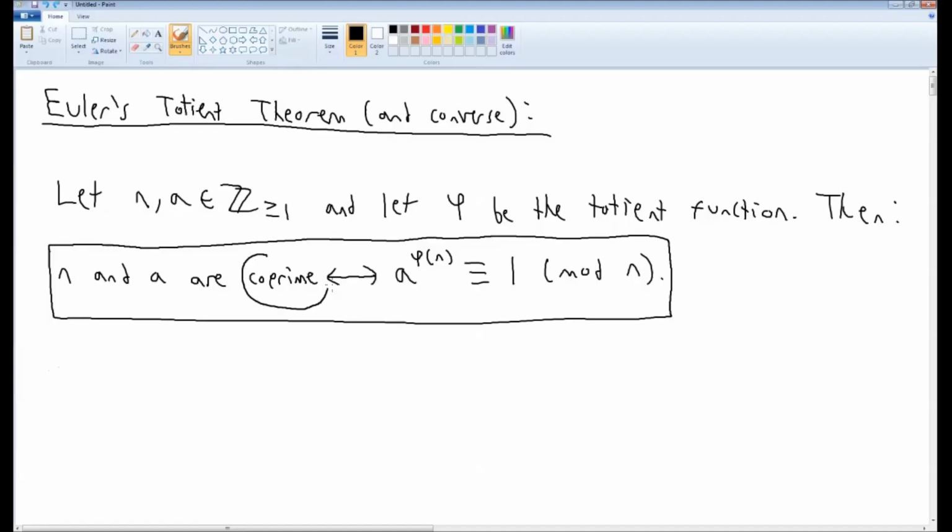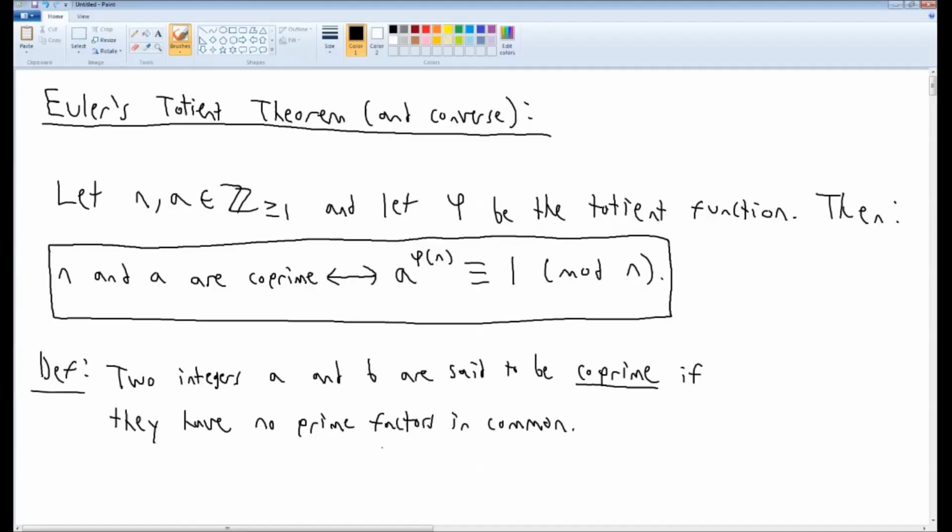First of all, what does the word coprime mean? It's a definition. Two integers a and b are said to be coprime to each other if they have no prime factors in common. So for example, 6 and 25 are coprime to each other because the prime factors of 6 are 2 and 3, and the prime factors of 25 are 5, and well, just 5, but it appears twice in the prime factorization. But notice these have nothing in common, so therefore they're coprime.